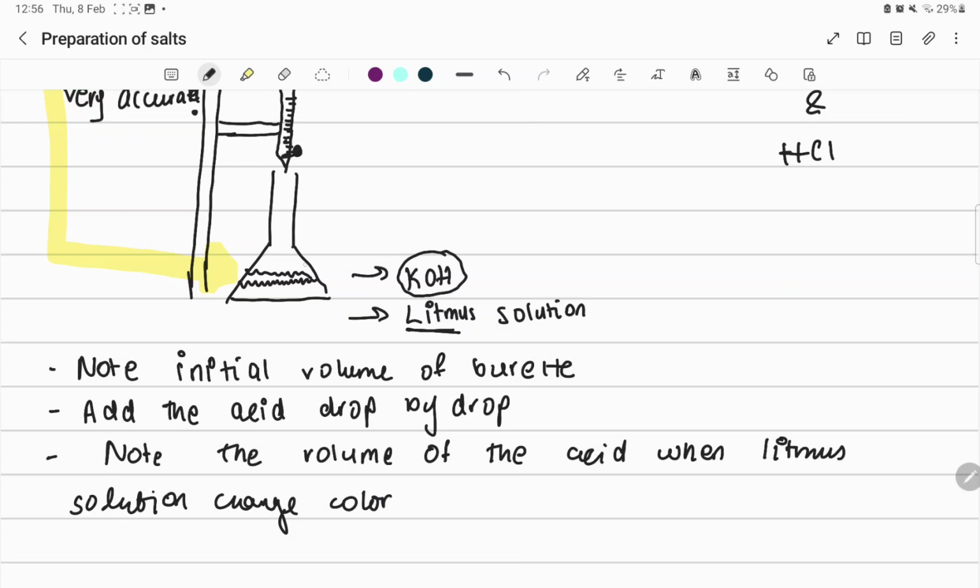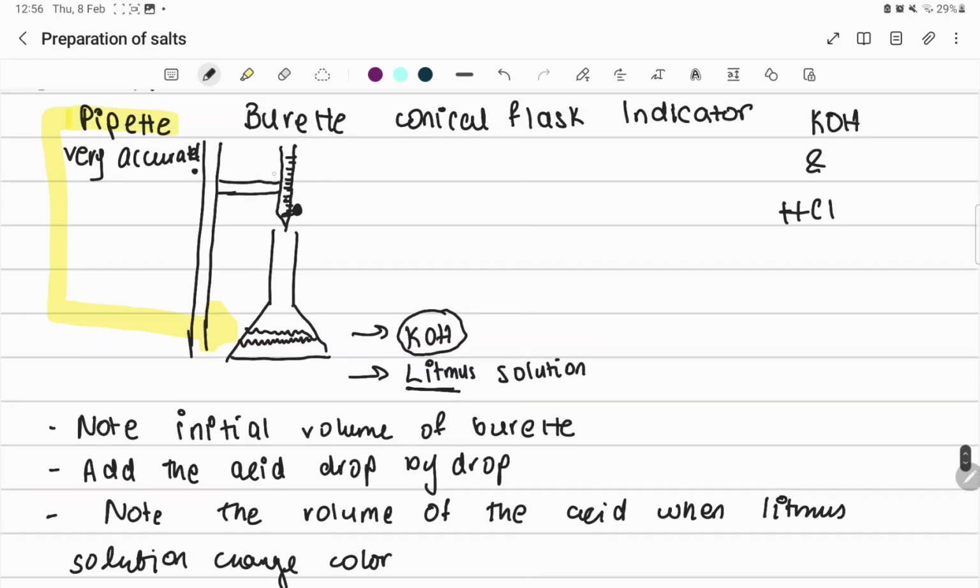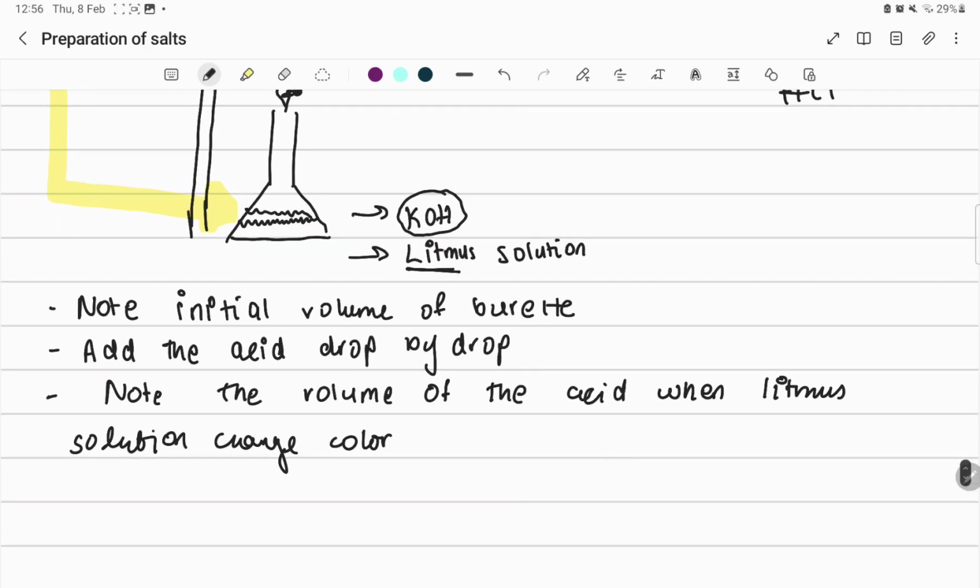So the second that it becomes purple, you know, okay, the salt has now been formed. The salt is produced. Potassium hydroxide plus hydrochloric acid has now formed potassium chloride. Now you note the volume of the acid because you cannot use this solution as your final product because it contains the litmus indicator. You cannot have the indicator in your salt.